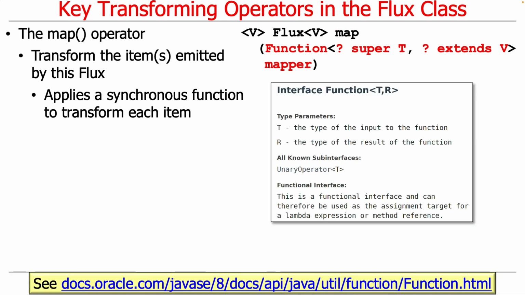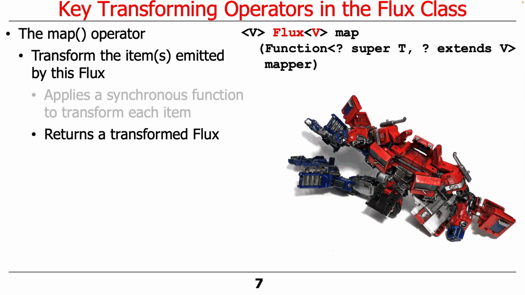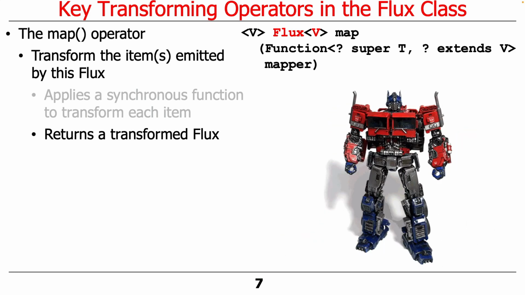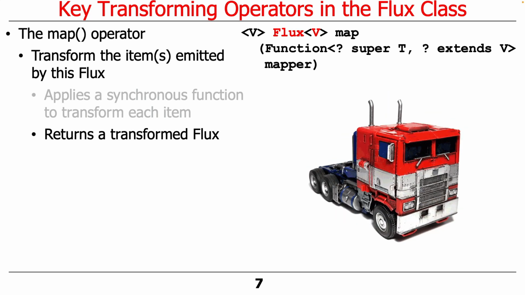And so what map does is it takes a function, a mapper function, and it applies that mapper function synchronously to transform each item in the stream that it's working on. And of course, this is a functional interface that takes a value as a parameter and returns a result, which could be of a different type or different value than what was passed as the parameter. If the mapper function throws an exception, then map can terminate. Let's assume, for sake of argument, it doesn't throw an exception. If it doesn't, it returns a flux that has been transformed by the mapper. So all the elements that come in will have been transformed in one way or another.